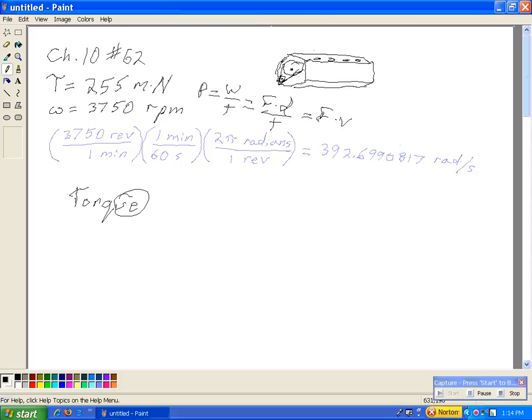So the rotational version of force would be torque. So I'm gonna use torque. And I'll call the power P. And the rotational version of velocity is angular velocity. They use omega. I'm not really sure why, but okay. Here it is, omega. So we got power equals torque times angular velocity.